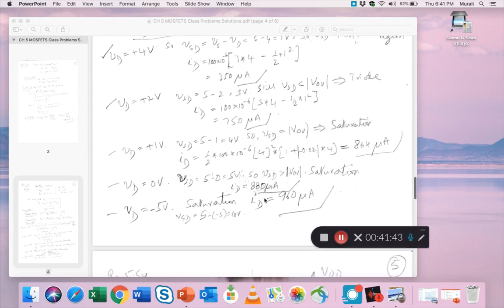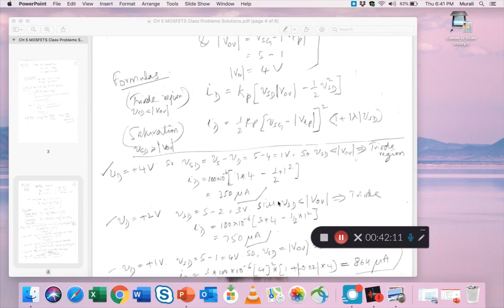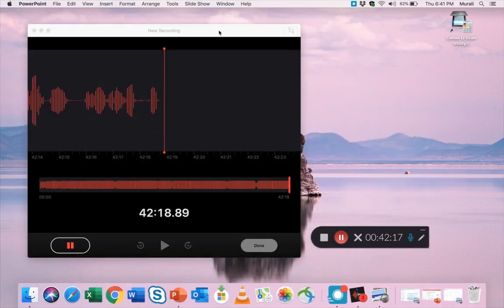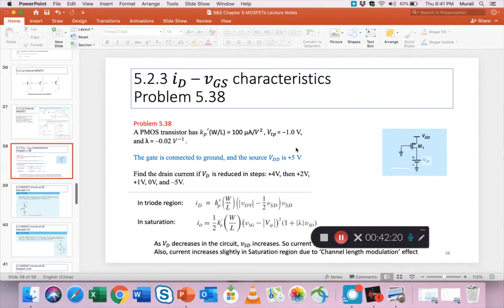Okay, so you see that as this voltage gradually decreases, the device goes from being in this triode region to the saturation region, right? And the current in the device gradually increases from 350 to saturation value 864, and even in saturation it keeps going up slightly. So I hope you can follow this logic. Let me know if you're having trouble, but I think it should be straightforward. Okay, next problem.